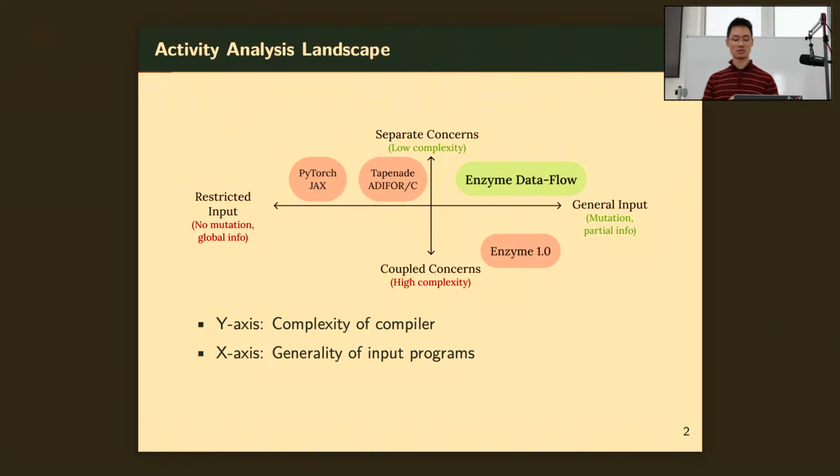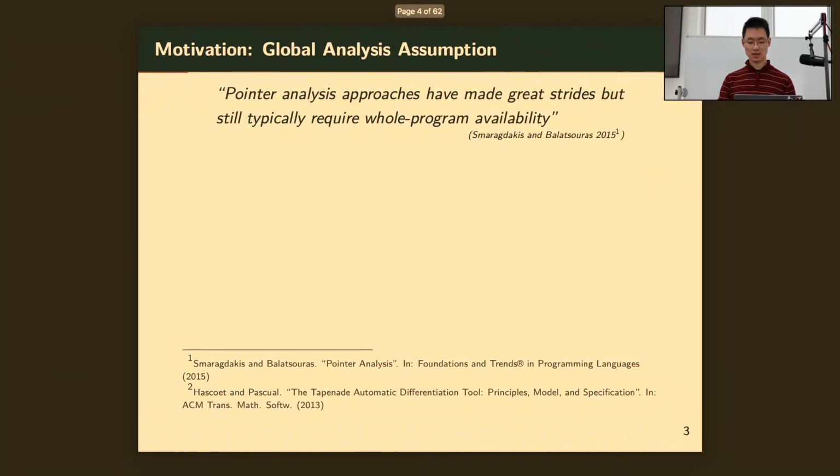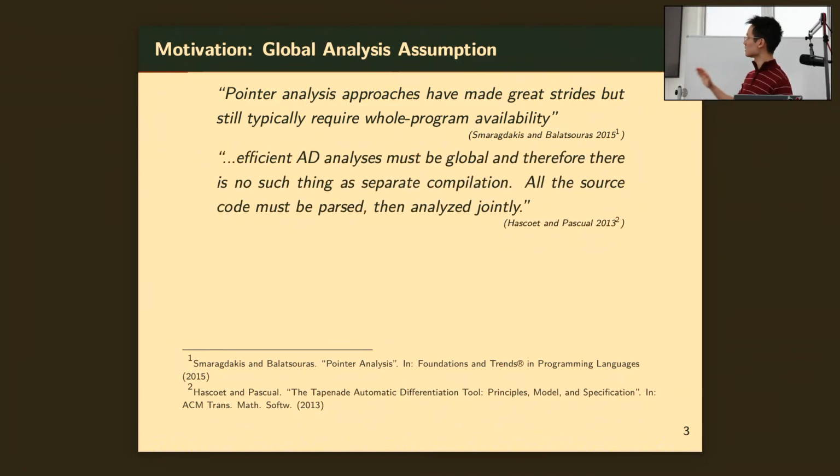Enzyme aims to relax these restrictions to be as general as possible, but Enzyme's existing activity analysis has a monolithic design that combines a number of separate responsibilities, as we'll go into more detail on, leading to a higher compiler complexity. As further motivation, the general attitude of the AD and compiler communities is that you really need whole program availability. Pointer analysis is an important prerequisite of general activity analysis, and a 2015 survey on it states exactly this. So too does a 2013 paper on Tapenade. AD systems must be global, and therefore there is no such thing as separate compilation.